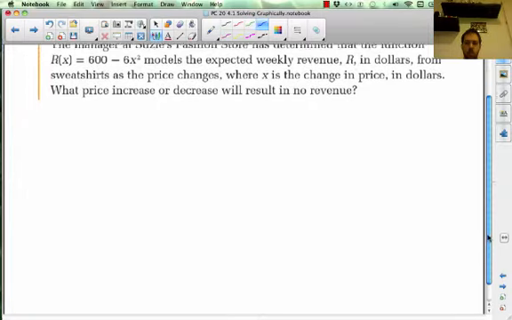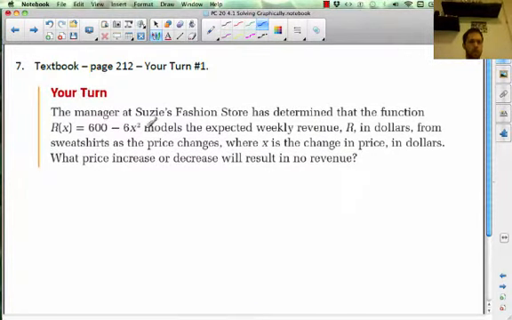So here's another your turn. We'll go through it together. The manager at Susie's fashion store has determined that the function r of x equals 600 minus 6x squared models the expected weekly revenue. So r, revenue is a function of x from sweatshirts as the price changes, where x is the change in price in dollars. So x is given in dollars and it's the change in price. What price increase or decrease will result in no revenue? So basically, if there's no revenue, this means that r is 0.